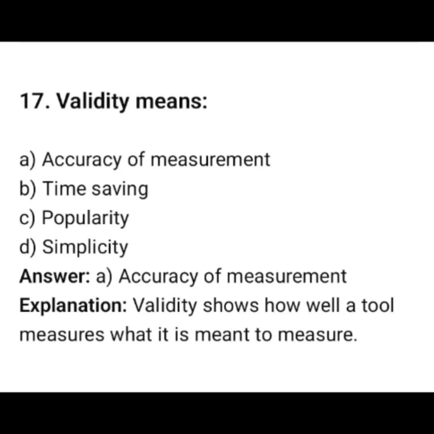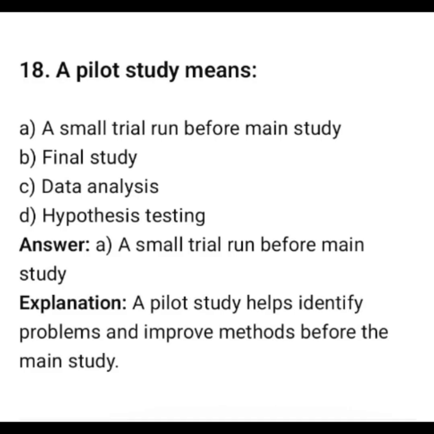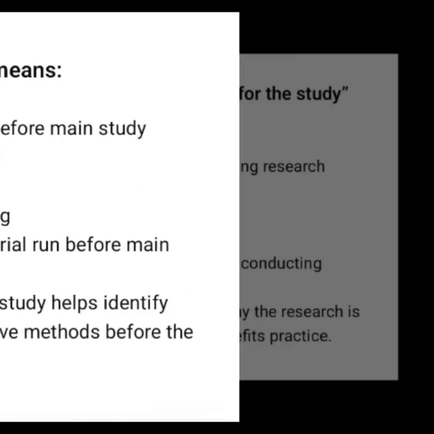Validity means: accuracy of measurement, time saving, popularity, simplicity. The correct answer is option A, accuracy of measurement. Validity shows how well a tool measures what it is meant to measure. A pilot study means: a small trial run before the main study, final study, data analysis, hypothesis testing. The correct answer is option A, a small trial run before the main study. A pilot study helps identify problems and improve methods before the main study.